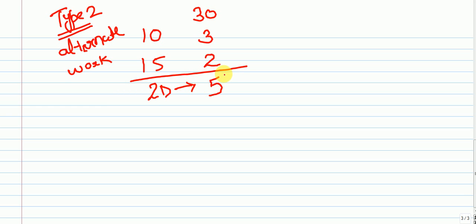Why 2 days this time? Because they are working alternately. First day A will work, second day B will work, third day again A will work, like this. This is the meaning of alternate days. So in 2 days they will complete 5 units of work. In the next 2 days they will complete 5 more units. Likewise we have to proceed.